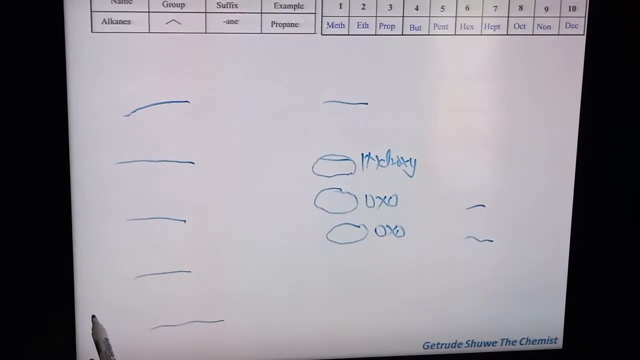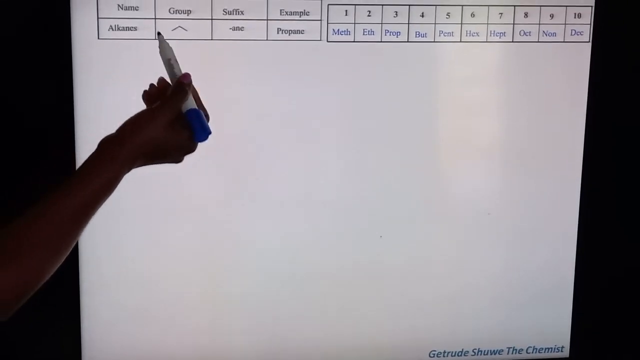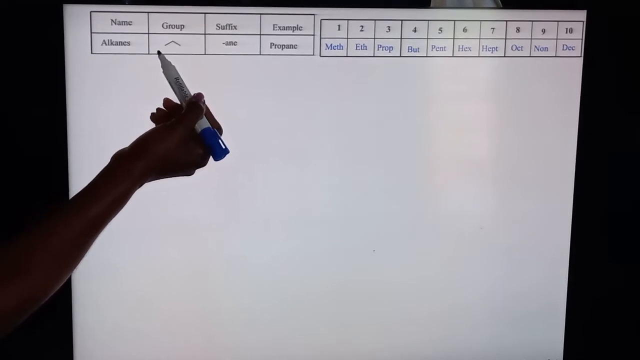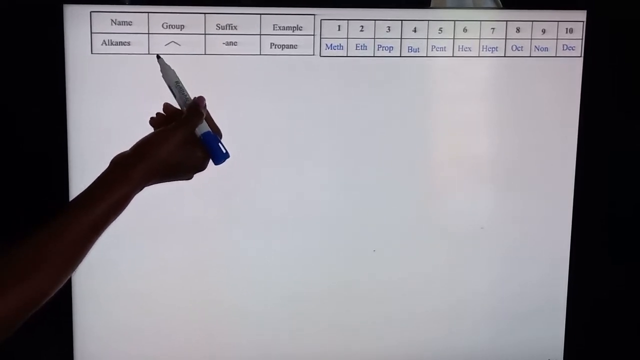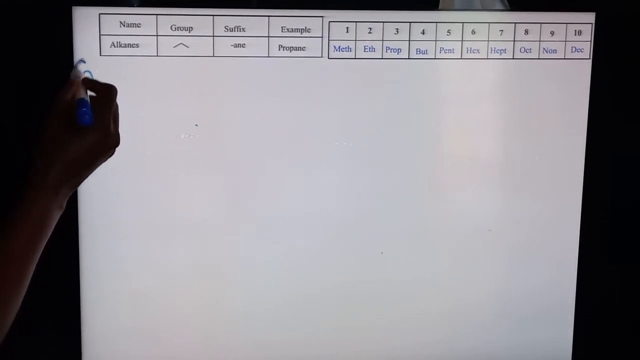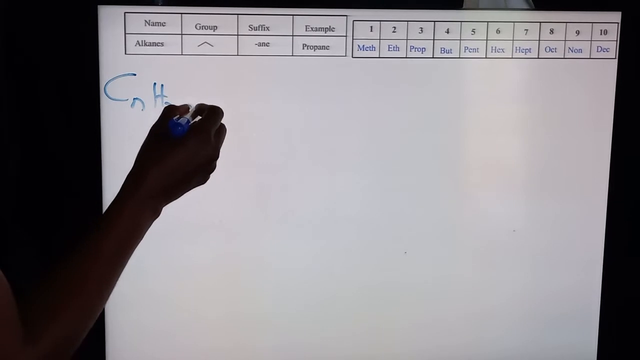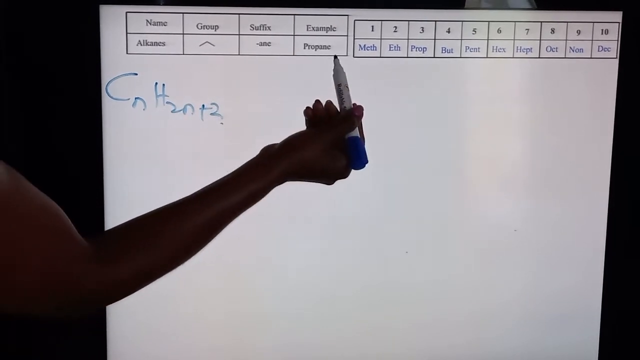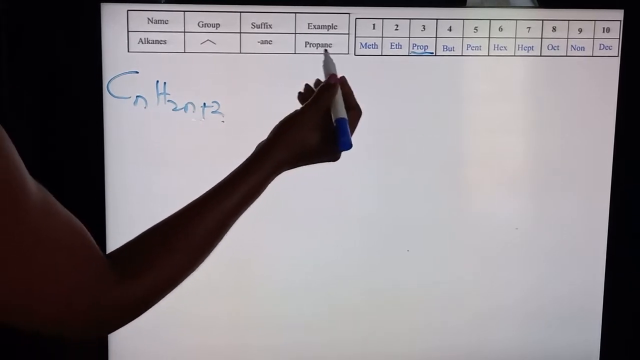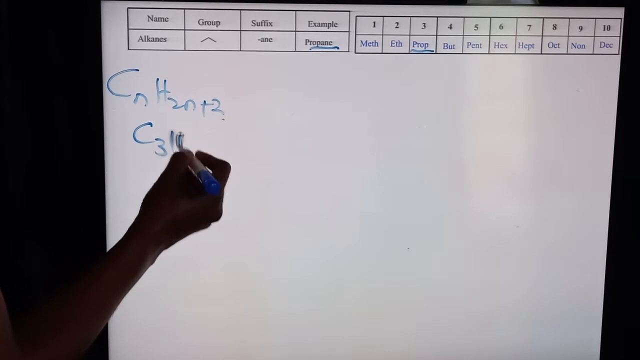So let's get to the real alkanes. For example, an alkane is a hydrocarbon that is made of carbon and hydrogen. And in this case, n is the number of carbon atoms. Assuming the alkane, we have seen the general formula is CnH2n+2. So assuming you have 3 carbons, prop, the name will be called propane as an example, and the formula will be C3H8.